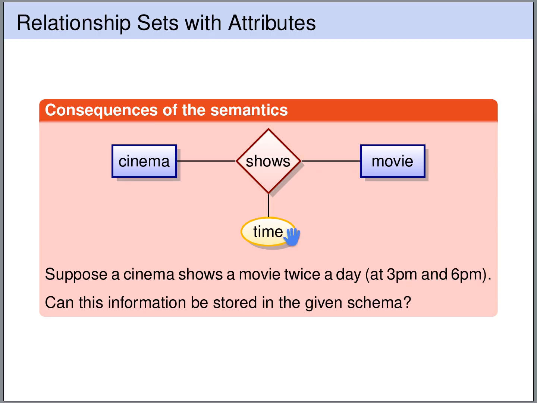Of course, there are workarounds for this. For example, in this case, we could make time a multi-valued attribute to encode that the movie can be shown at different times.